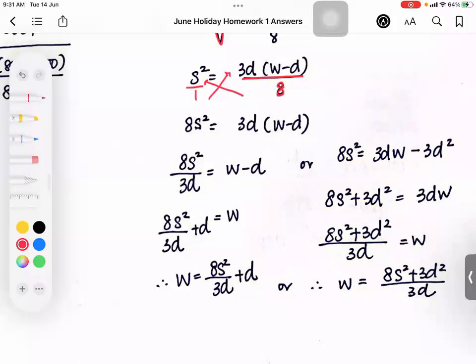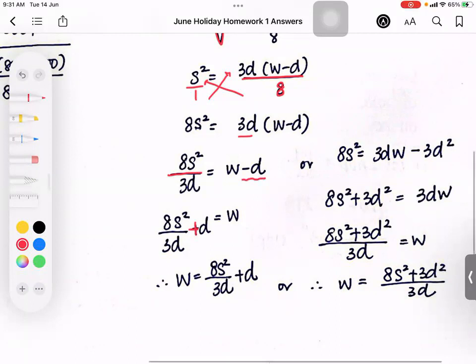So the first method is I don't want the 3D, so I divide away by 3D. I'm left with W minus D. I don't want minus D, so I shift it over and it becomes plus D. Rewrite W as the subject.